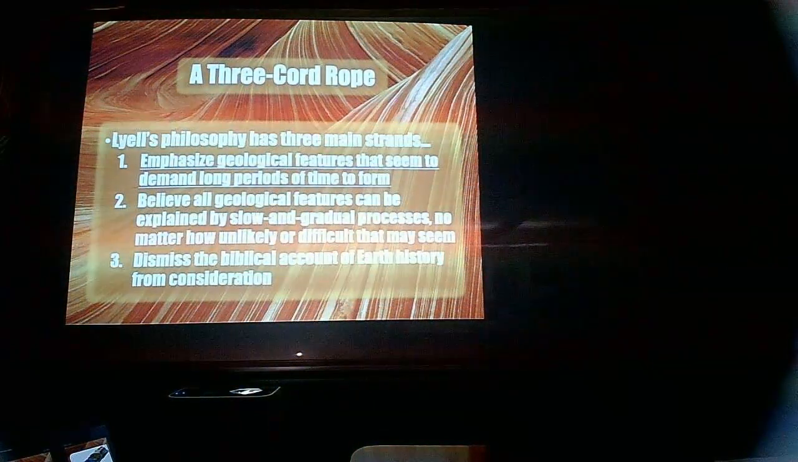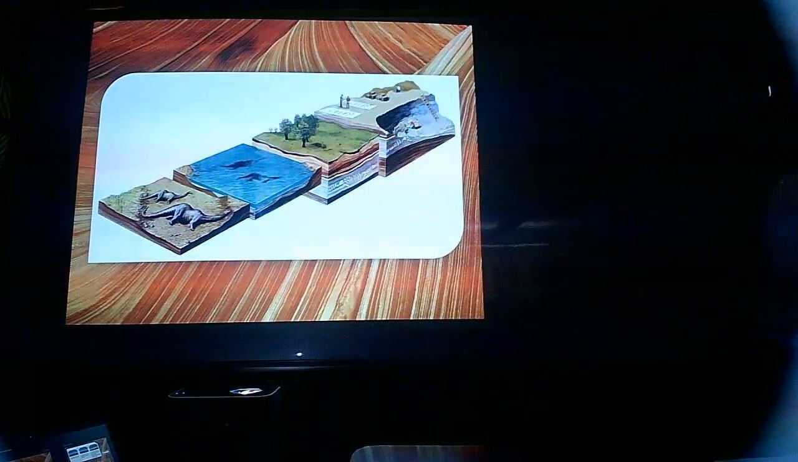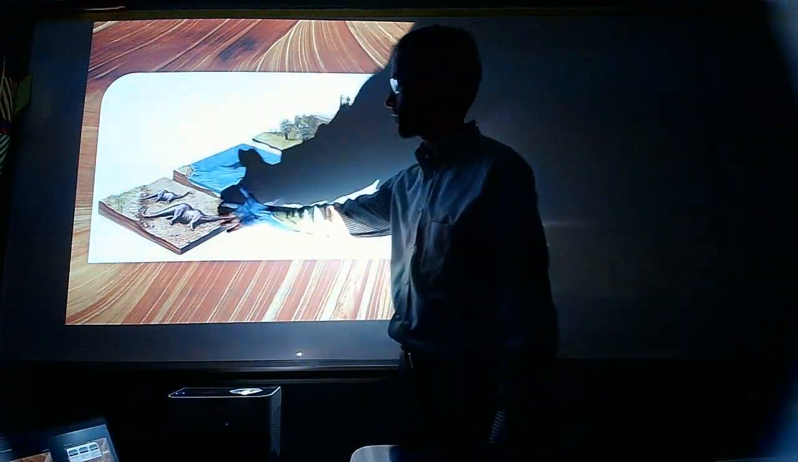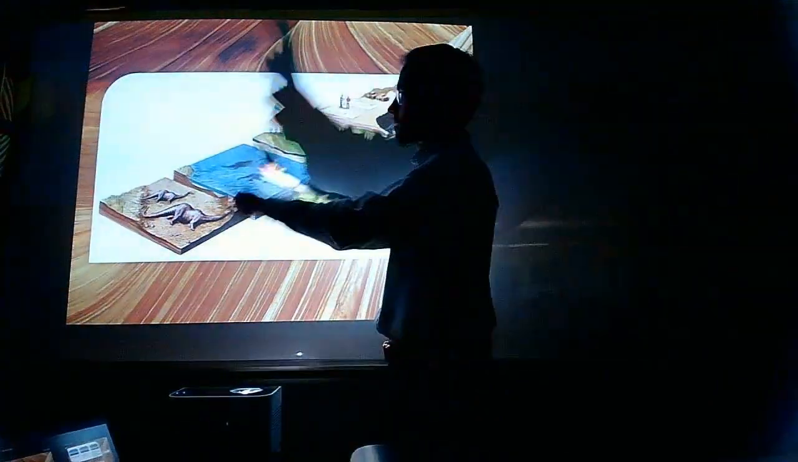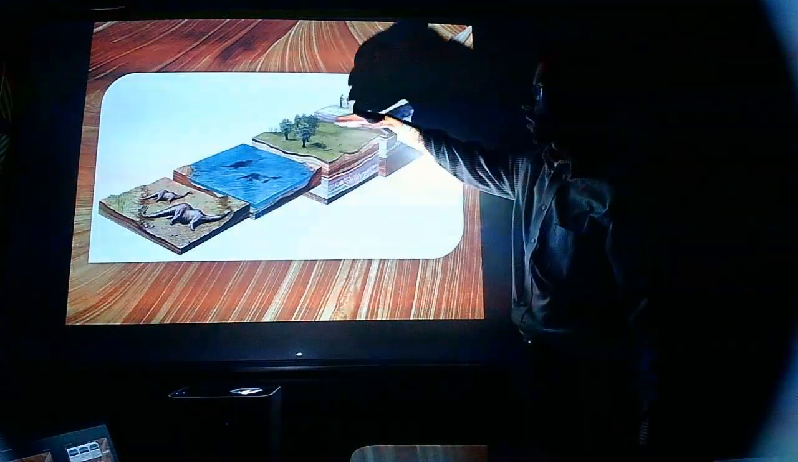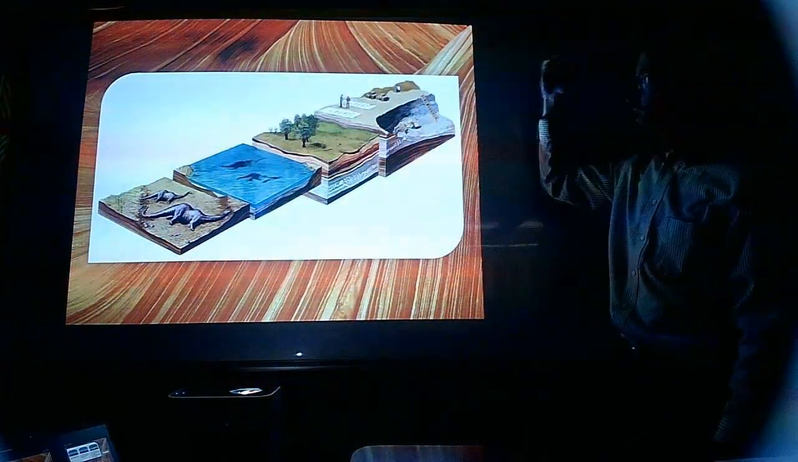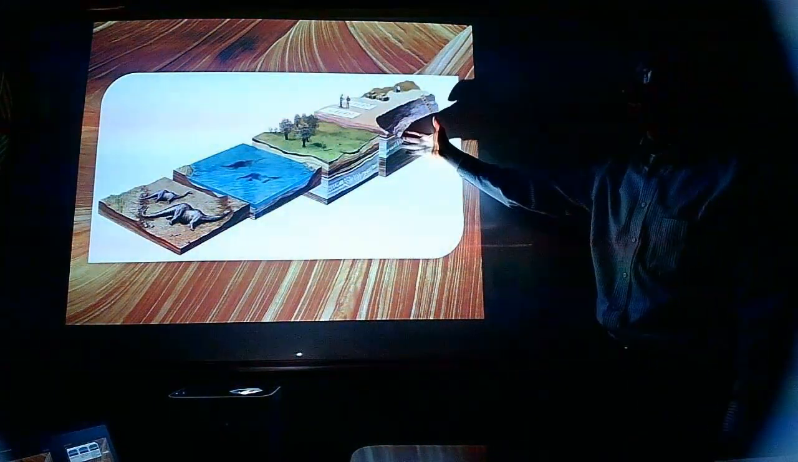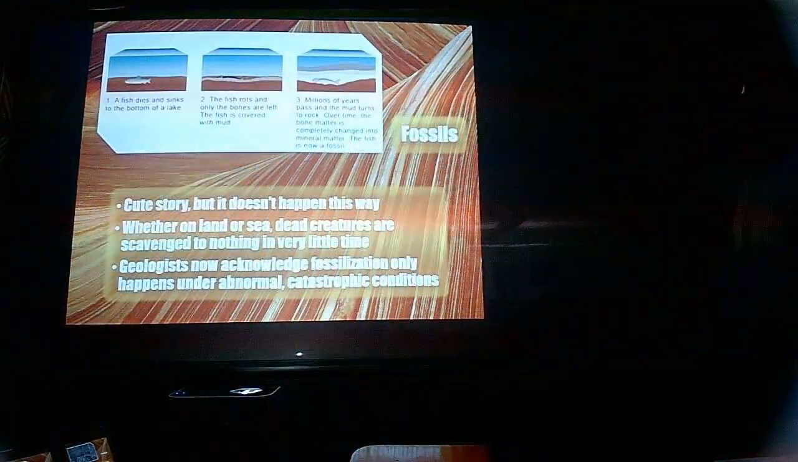So the first thing we're going to discuss on this is the process of fossilization. Lyell believed it demanded millions of years of time to happen. The idea, again, is that you've got these dinosaurs, they die, they get covered by a lake or something somehow, and then over time you got more layers of sediment building up until they're excavated by a bunch of happy archaeologists.